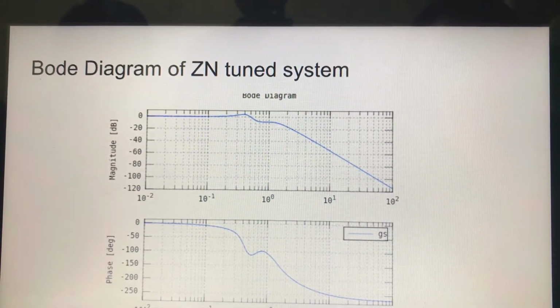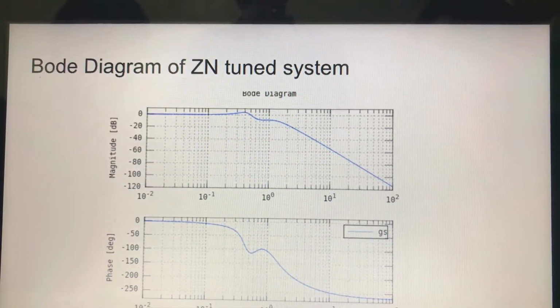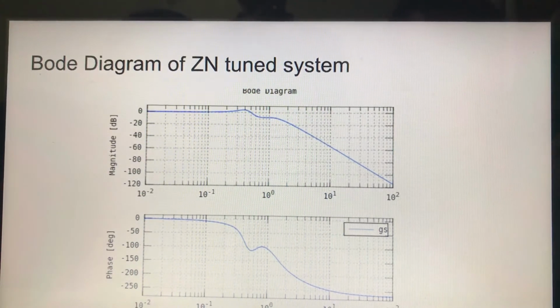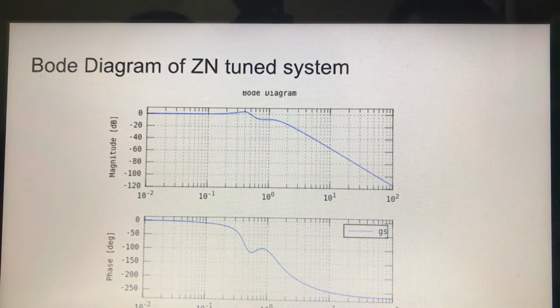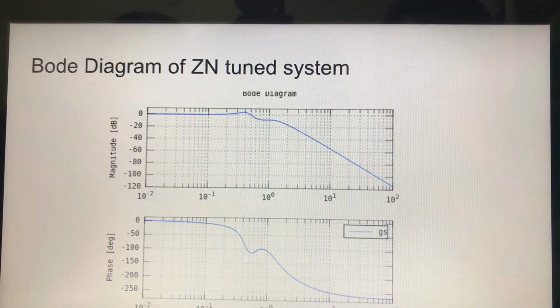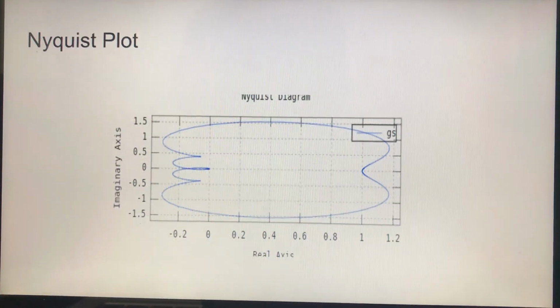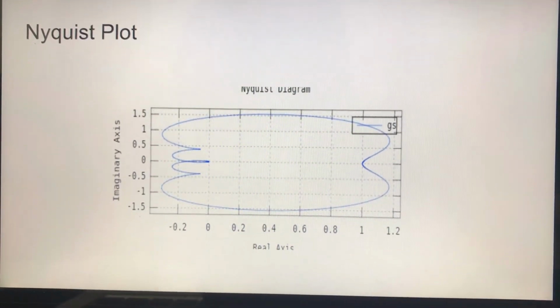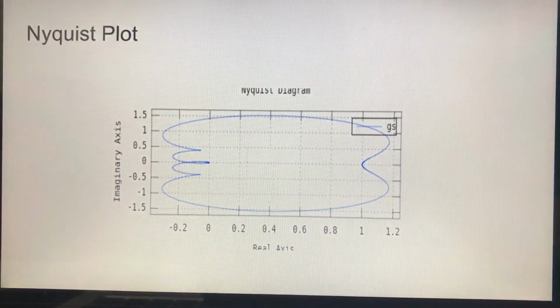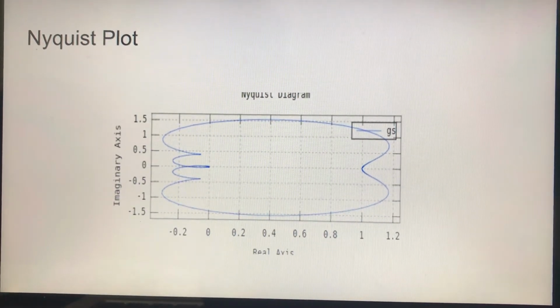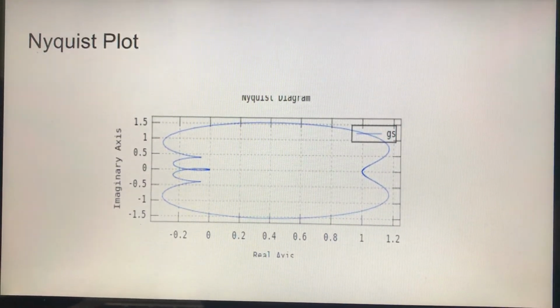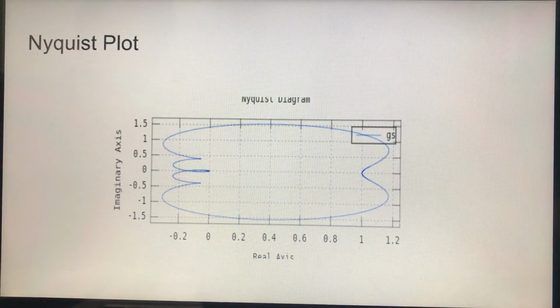So here is the Bode diagram of the system. So the Bode diagram is still stable because the values of the magnitude are less than 0. And here is the Nyquist plot. So the system is still stable because the loops do not exceed negative 1. So it is still considered stable.